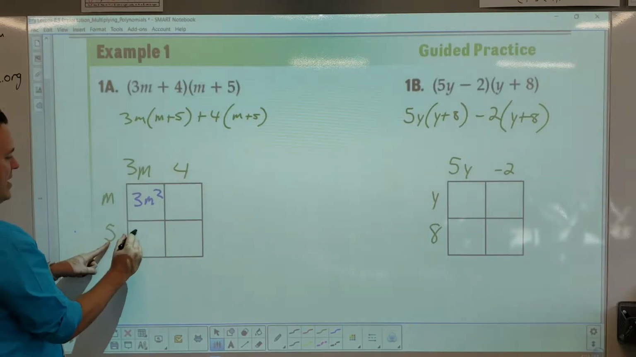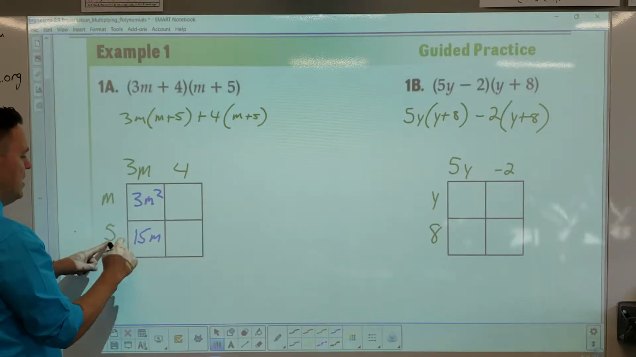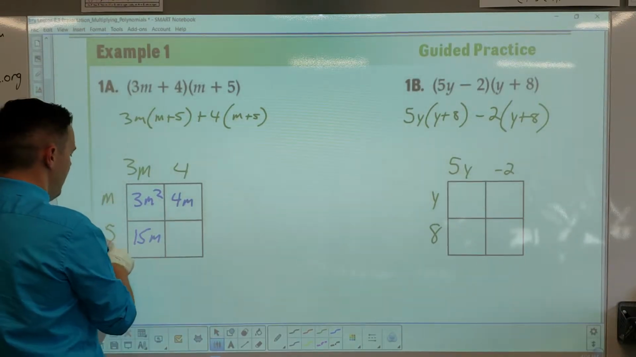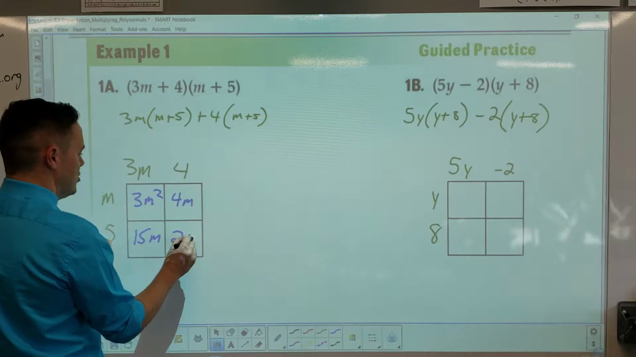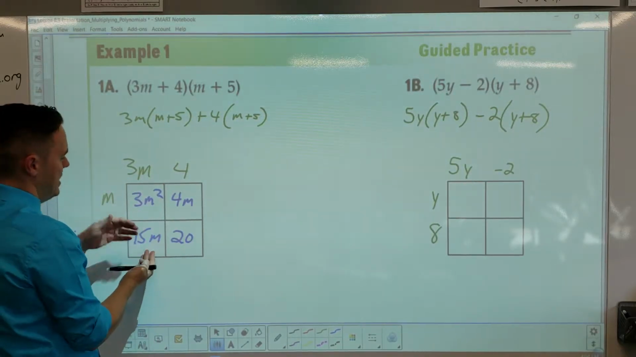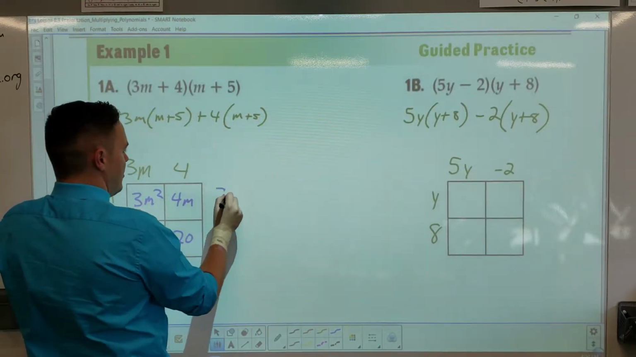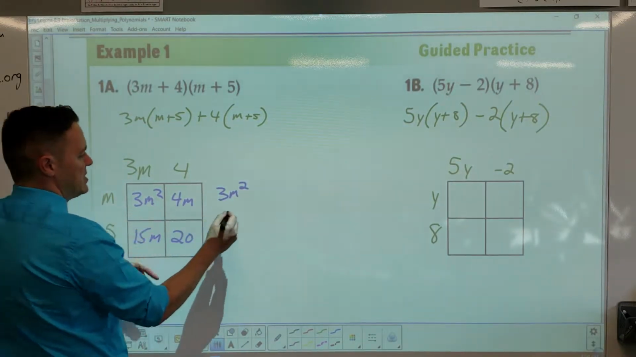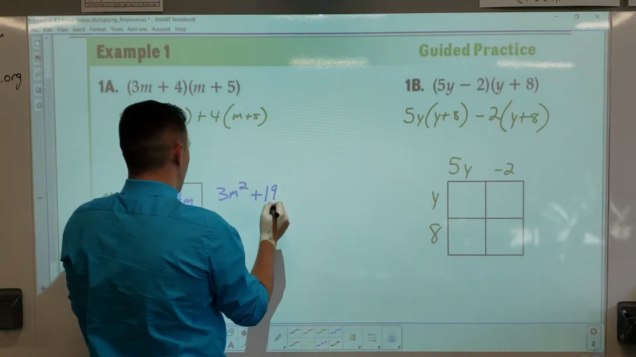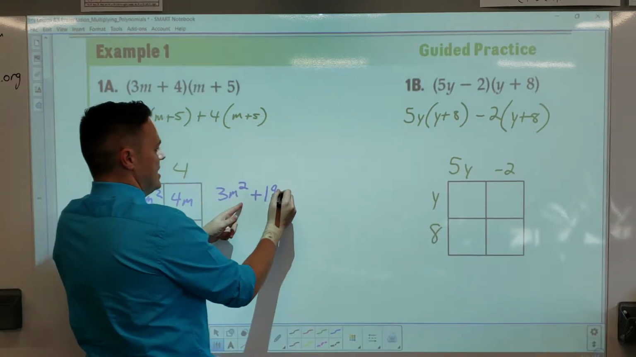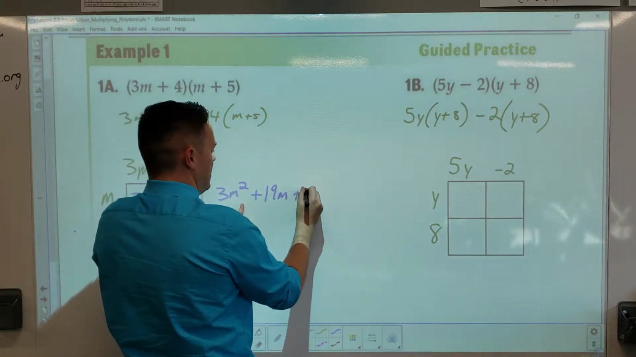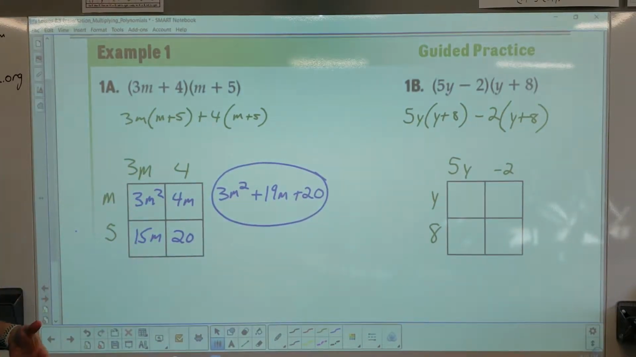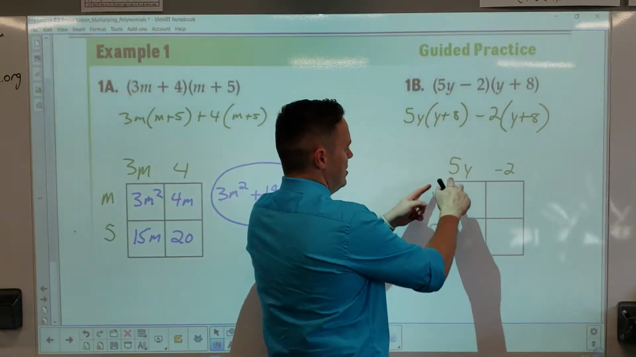Okay, so if I do this setup here, 3m times m, 3m squared, and then 3 times 5 is 15m. Okay, m times 4 is 4m. 4 times 5 is 20. Horizontally speaking, you have the setup here. 3m squared is all by itself. These two add up. 15 plus 4 is 19m, and it's going to be plus 20. So there's my equation. So the box method, if you use it, can be fairly good.